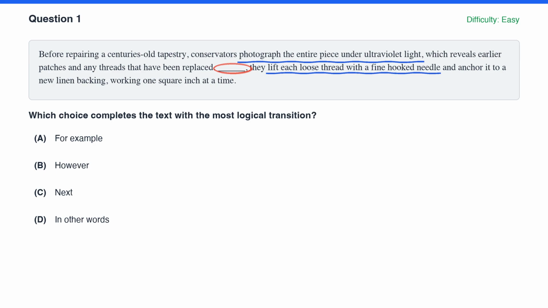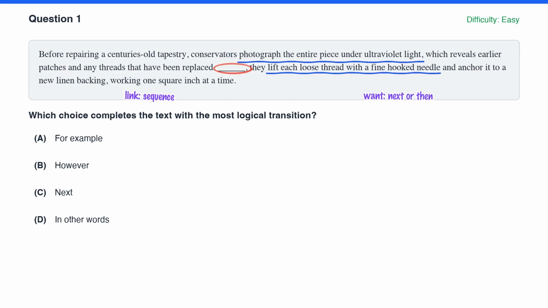No. Is it caused by the first? Not really. A photograph does not make a needle move. It is simply what happens after. First you map the damage, then you repair it. That is a sequence, so I want a word that says what comes next.